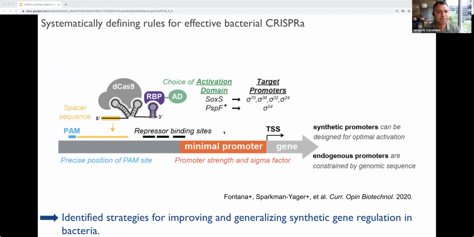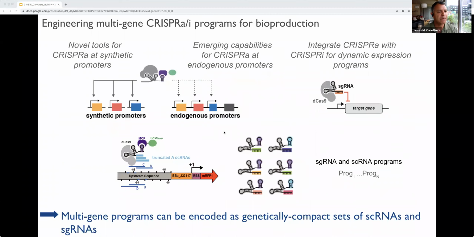All right. So, what I've shown you today is that the requirements for bacterial CRISPR activation, the target sites do pose some challenges, but our data also show that CRISPR-A has the potential to be effective at a lot of different target sites. By systematically defining rules for effective CRISPR-A, we've created some new strategies for improving and generalizing synthetic gene regulation in bacterial systems.